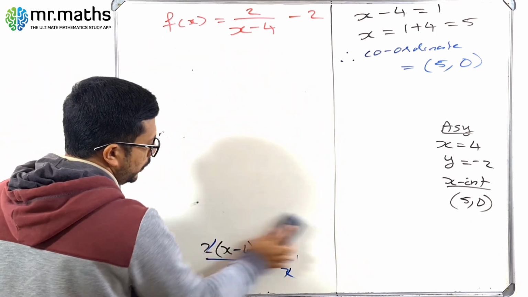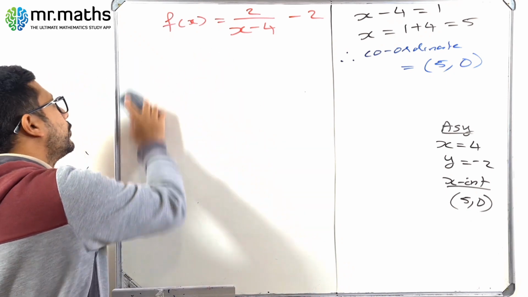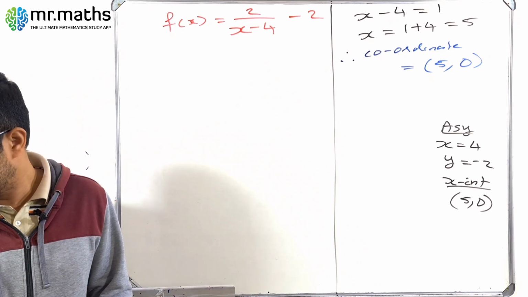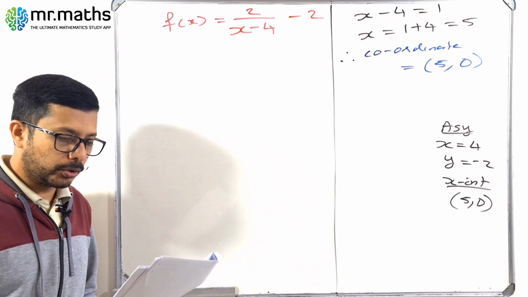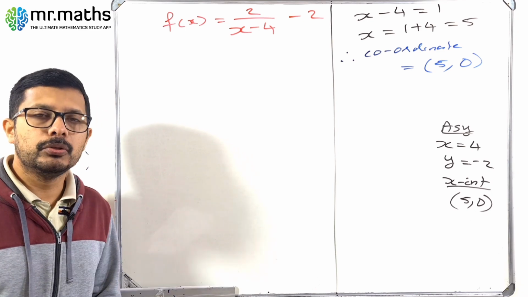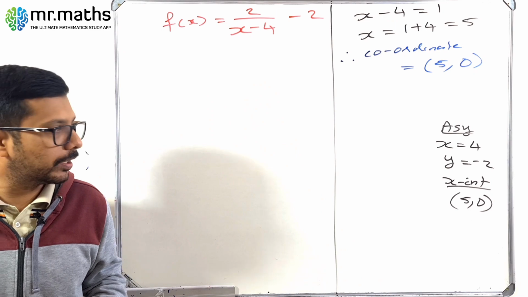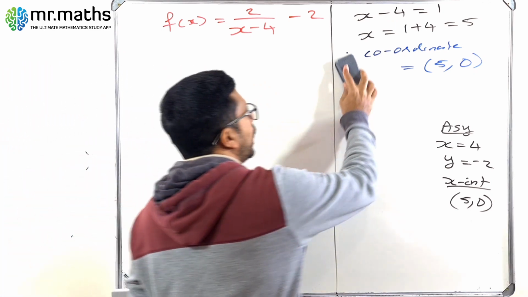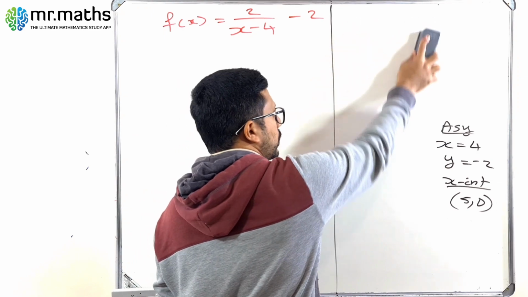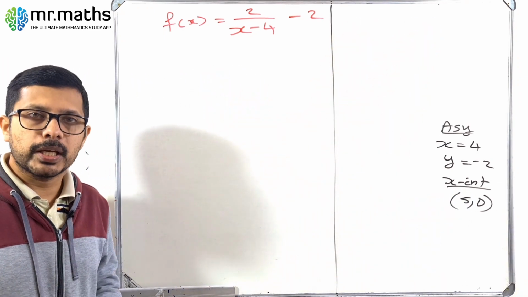Question number 4.3, what is that question? Read that question. The question is: sketch the graph of f, clearly showing all the intercepts with the axes and the asymptotes. You have to sketch this graph. Am I right? So to sketch the graph, we know the asymptotes. We already found the asymptotes and the x-intercept.